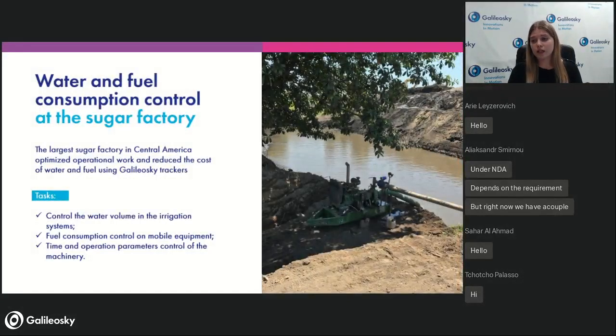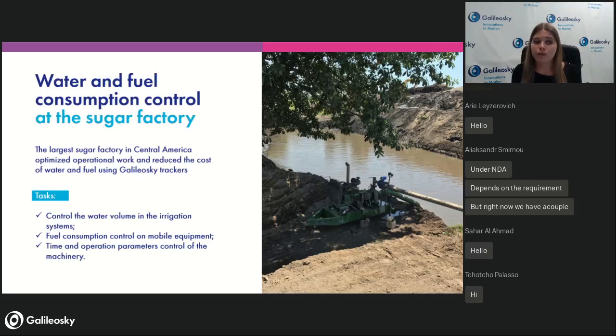The next case is about how the largest sugar factory in Central America optimized its operation and reduced the cost of water and fuel consumption and fleet maintenance, obviously using Galileosky base block light. The customer, the sugar factory in Guatemala, faced several problems caused by inaccurate measurement of water and fuel consumption. To irrigate fields, the factory uses not only stationary but also some mobile systems that run on diesel engines.